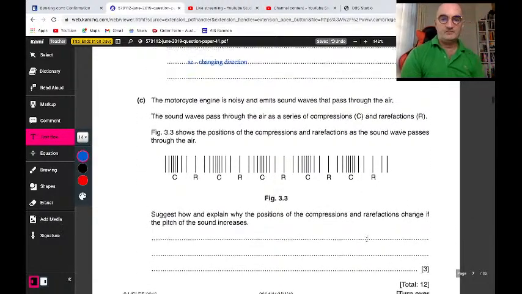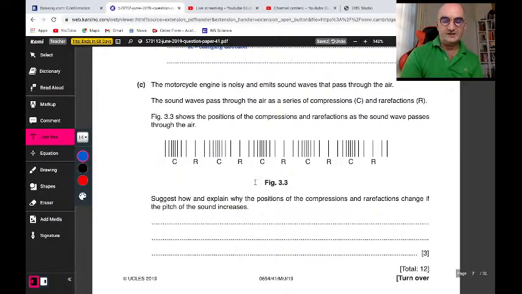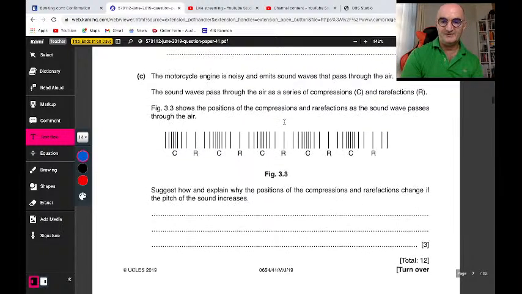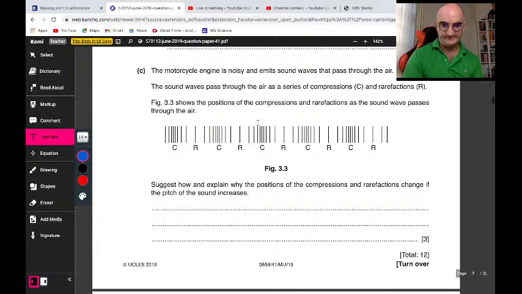Now we have a question about longitudinal waves. We can see the compression C and rarefactions R. You can see that there's gaps between the sites of where it is rarefied and the gaps between where it is compressed are relatively wider and relatively closer together. So the motorcycle engine is noisy and emits sound waves that pass through the air. This shows the positions of the compressions and rarefactions as the sound wave passes through the air.